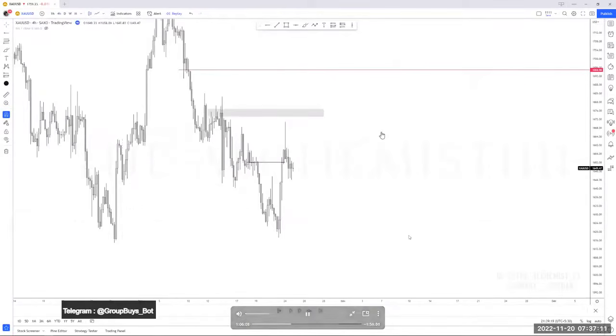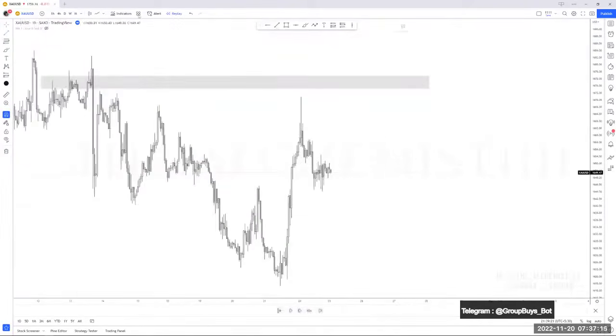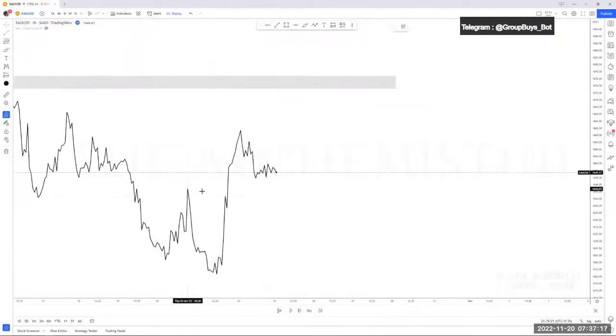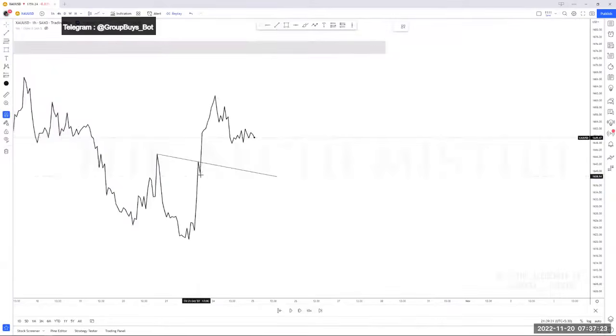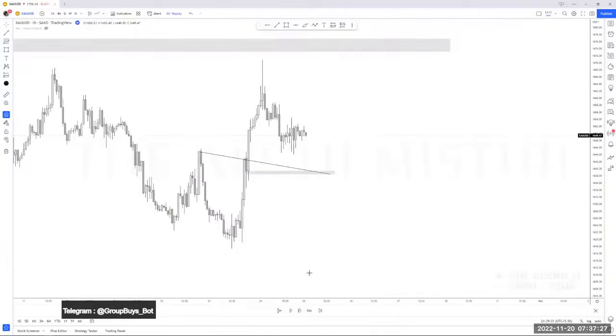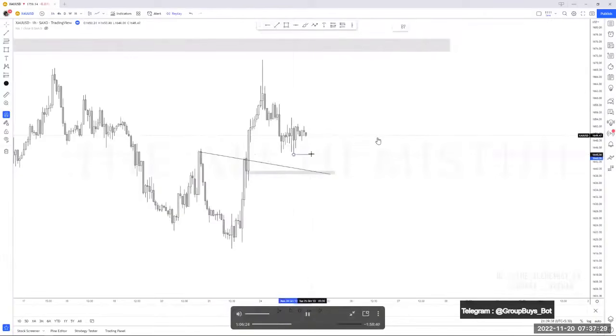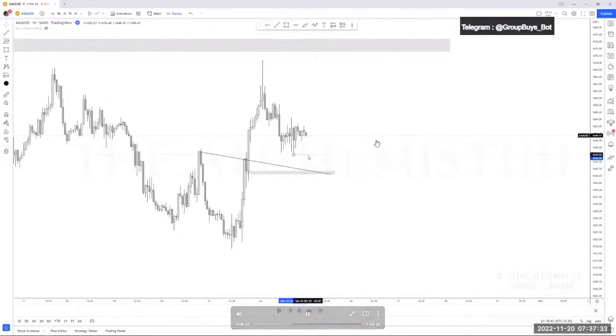So I'll quickly show you how I bought it. I showed it to you already, I think. Trend lines. A trend line and a support. A trend line, a support, Asian lows liquidity. So extra confluence: Asian lows liquidity, timing, and all that stuff.